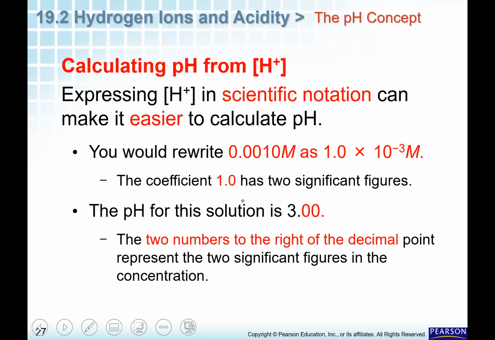Calculating the pH, as I said, the best thing, and what most people do, is to use the calculator.